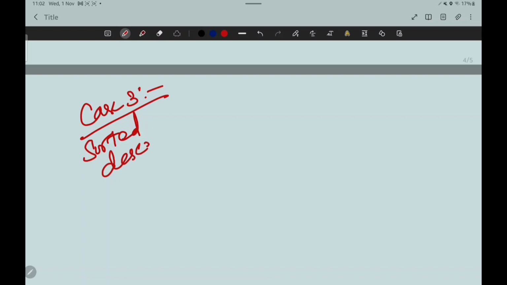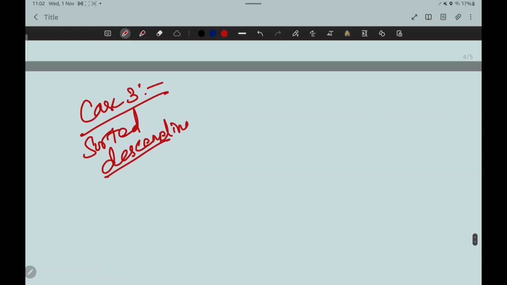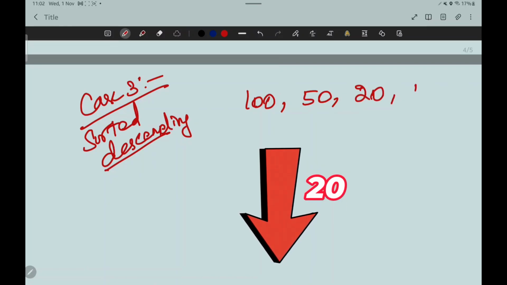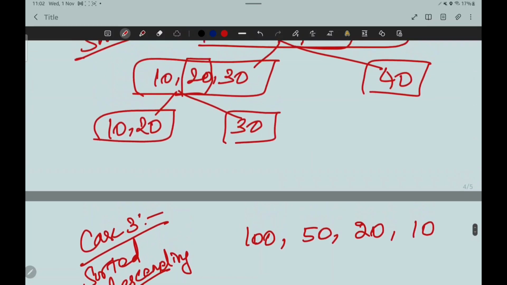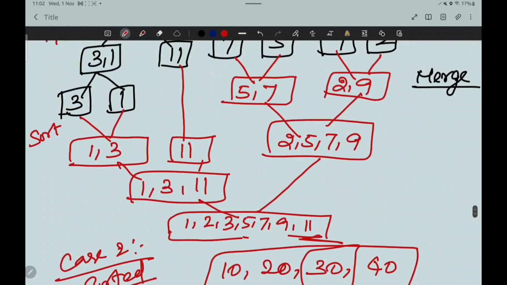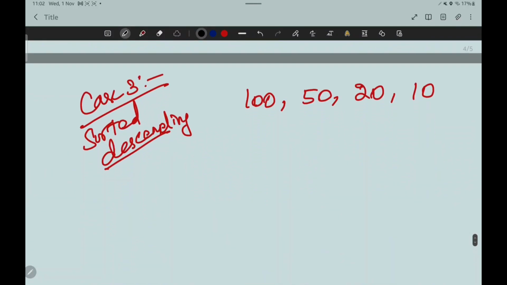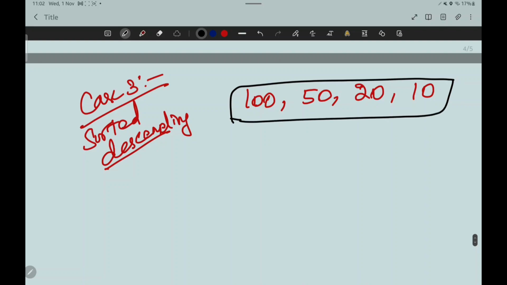Again, we can take another case scenario, which is given in descending order. So the list of elements is given in descending order: 100, 50 and 20, 10. So this is in descending order. The previous list which we have taken is in ascending order. So this is the third case scenario.